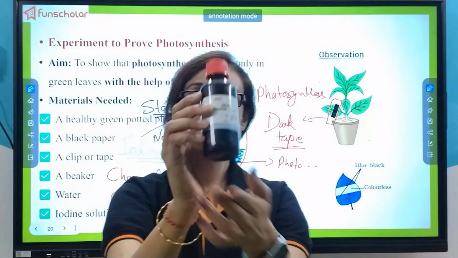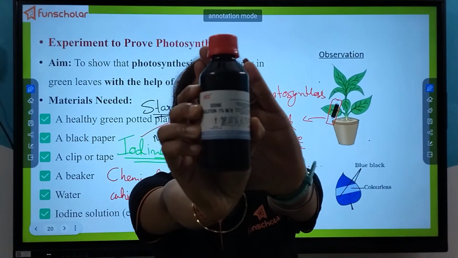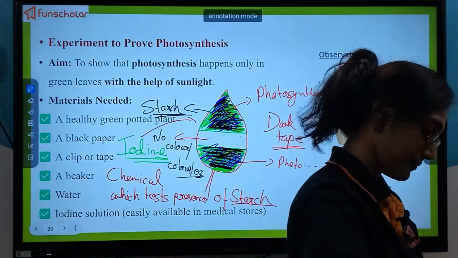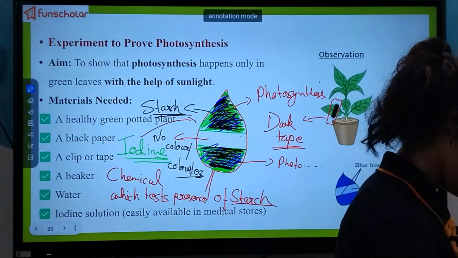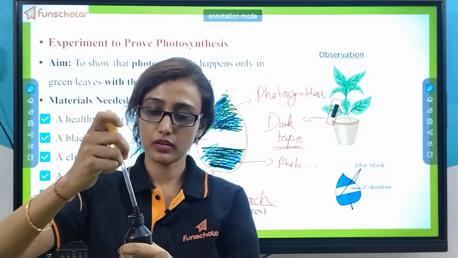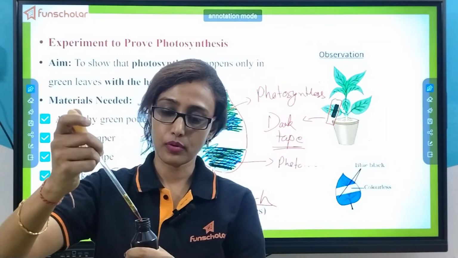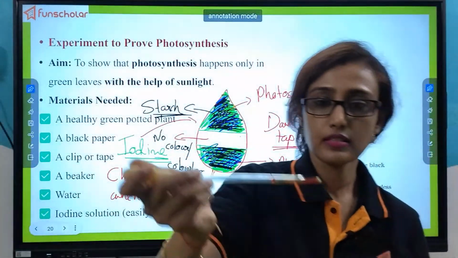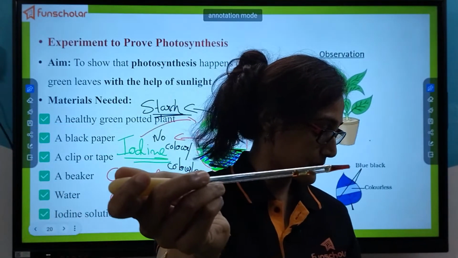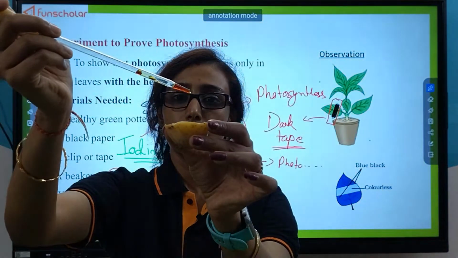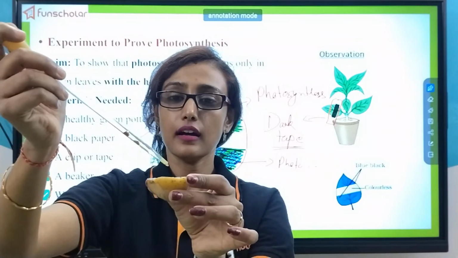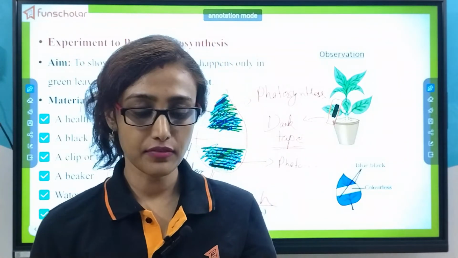Now see, I have iodine solution. Can you see? Okay. You are having the iodine solution. Now I will take a very little portion of iodine. See, the color is brown, reddish brown. Iodine solution is reddish brown. And I'll add 2 to 3 drops in the potato. And I will wait for some time.